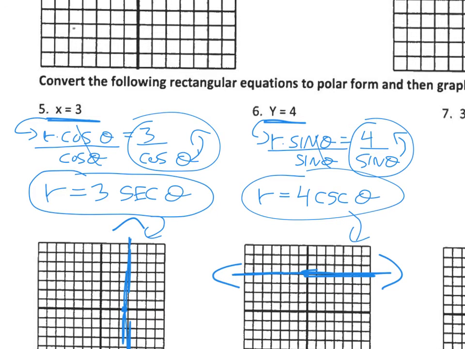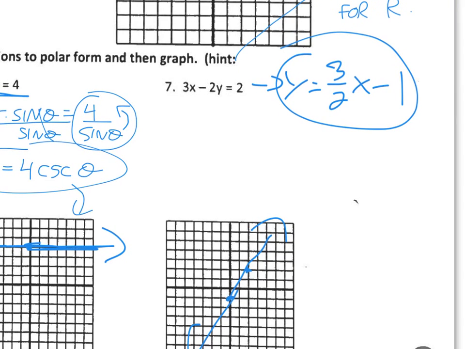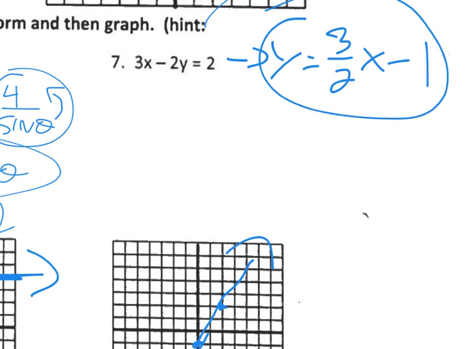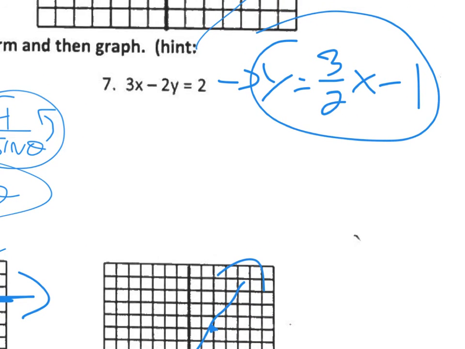All right, and then the last one, we have both x's and y's. That means we're going to have both sines and cosines. So again, x I'm going to replace with r cosine of theta. So we're going to have 3 times r cosine of theta minus 2y. The y we're going to replace with r sine of theta. And this equals 2.